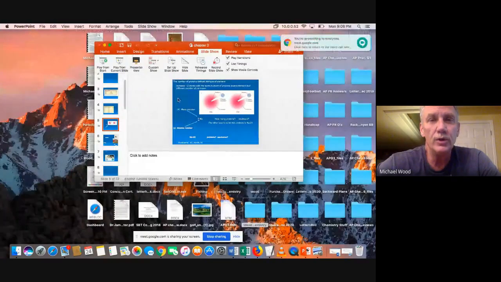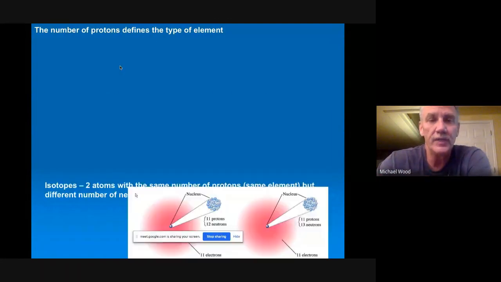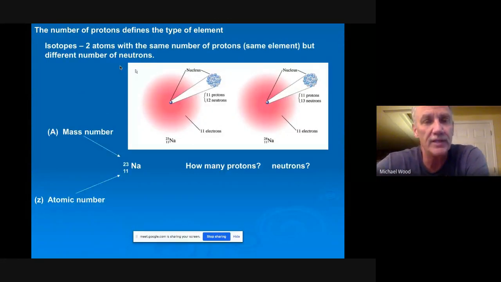Okay, so back to where we were. And so an isotope, same element, different mass. So in the upper left-hand corner, 23, that is the mass number. And the mass number is the protons plus the neutrons. The lower left-hand number is the atomic number, which, like I said, is the license plate of the element. And then Na is the symbol. And the symbol is connected to the atomic number.